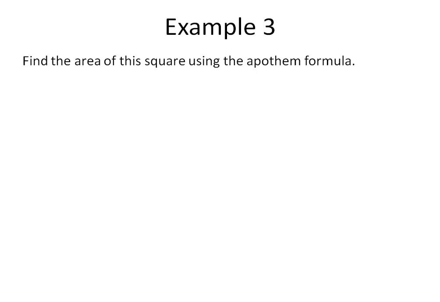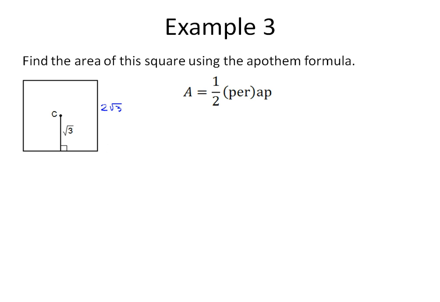Okay, example 3, they want to find the area of this square using the apothem formula. This time they gave us the apothem as the square root of 3. Since that's half of the length of a side, the side is 2 times the square root of 3. So let's use our formula. Area is equal to 1/2 of the perimeter times the apothem.